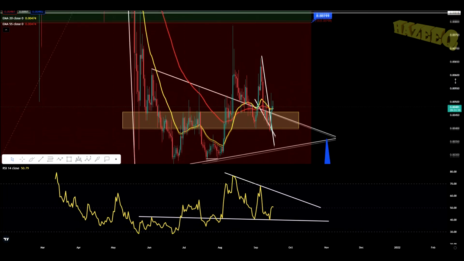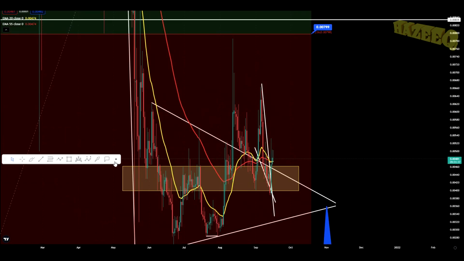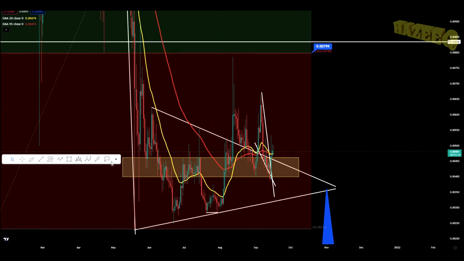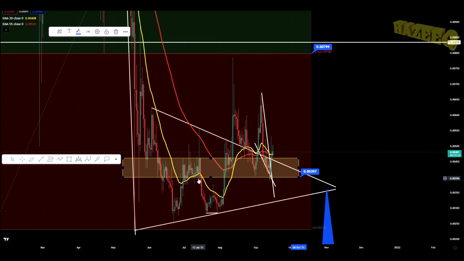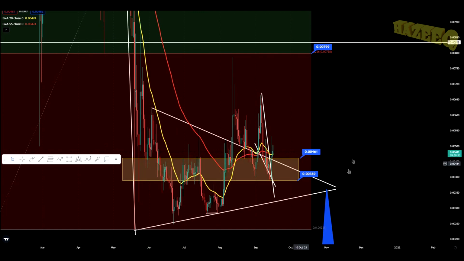And I did give you nice entry points over here. Let me just give you those levels back once again. I'm just going to make this rectangle a bit lower since we went lower. So I did give you a buying zone of around about 0.00389, okay? And the upper support line is 0.00461, okay? So these are the levels that you want to be buying Sparkpoint.